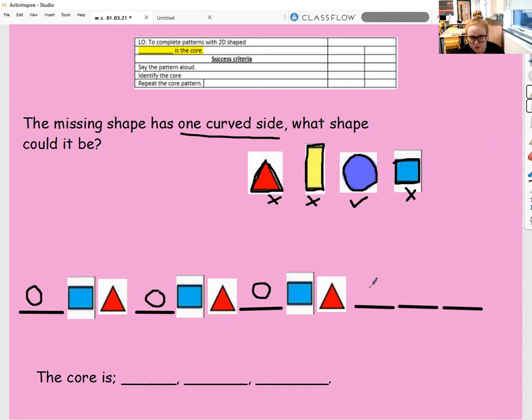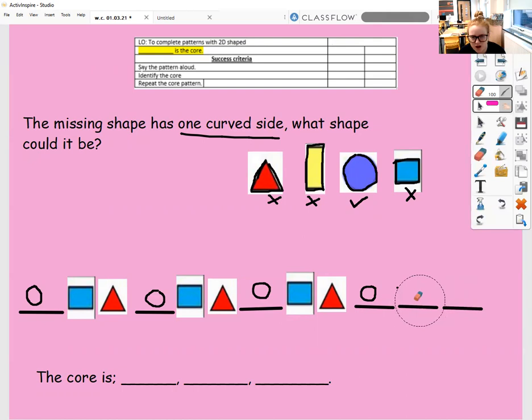Oh, would I put a circle here and here? Well, let's have a look. So is this correct? I put a circle here and a circle here. Does that look right? No, let's take away those 3. Let's have a look then. My missing shape is a circle, and I know that.